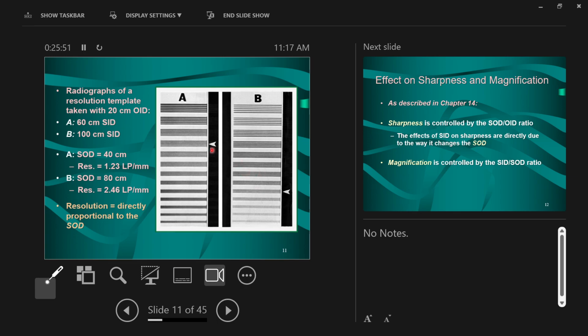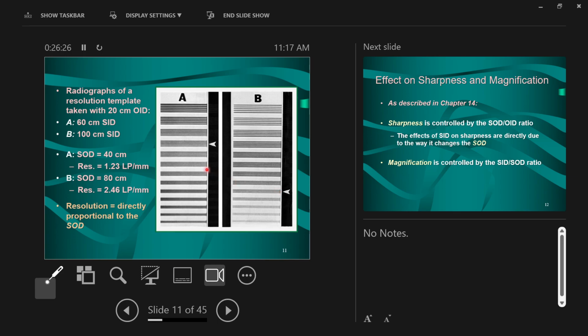If you look at image A, the arrows show the furthest point down where we can tell the difference between black and white lines before they blur together. A was done at a 60 centimeter SID, and B was done at a 100 centimeter SID. B was done at a further distance. B has better spatial resolution. I can see further down on here before the lines start to blur together. The arrow represents the spot where the lines begin to blur together.